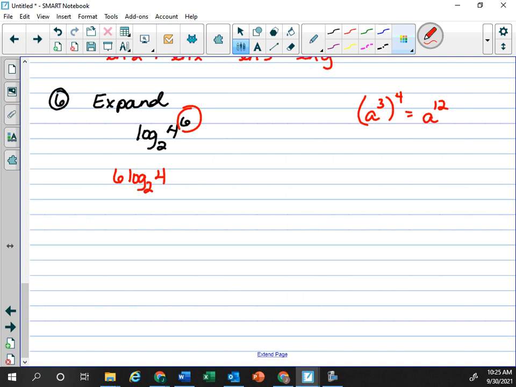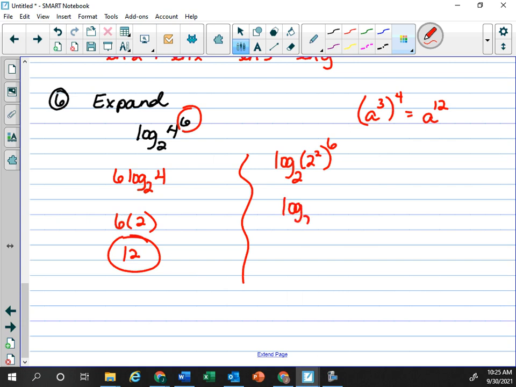Because what is log base 2 of 4? 2, so this is really 6 times 2, which is 12. There are other ways you could do this. I could look at log base 2, and instead of 4 to the 6th, I could say, well, 4 is 2 squared to the 6th. So this is log base 2 of 2 to the 12th. So yep, that must be 12.